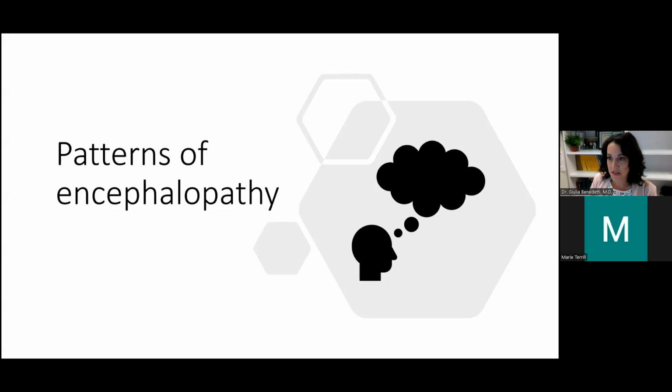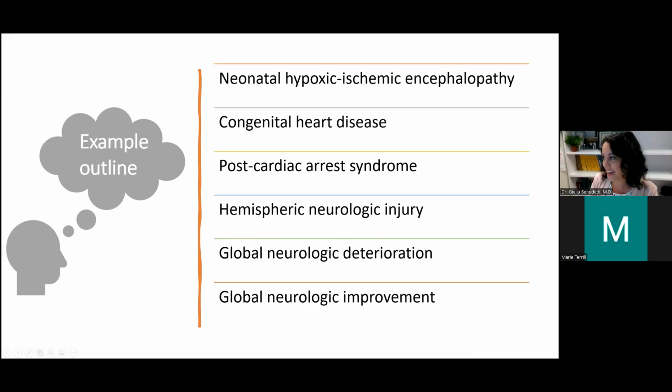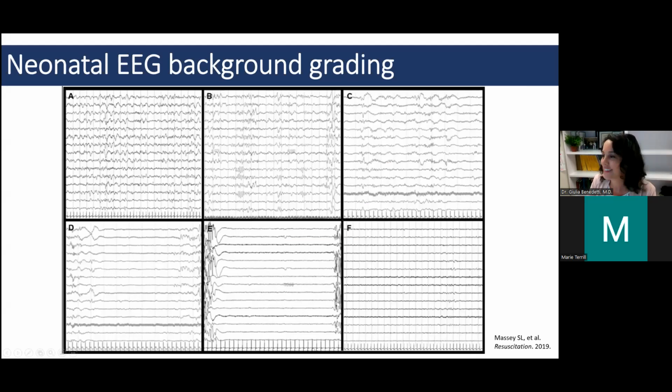Okay, so we're going to move on to different patterns of encephalopathy. These are the different examples that I want to go through. It's a long list, and I'll try and go quickly for the sake of time. So we'll start with neonatal hypoxic ischemic encephalopathy.